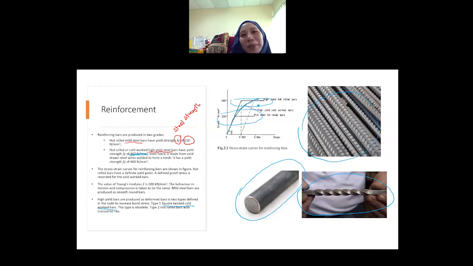Okay, dia lebih expensive. However, dia tak boleh maintain the strength macam high yield hot roll bar. Okay. Sebab dia tak go straight line. Okay. Dia akan fail. Dia cepat fail tapi dia kuat. Dia can go higher on the strain side. However, dia tak boleh maintain the strength as much as the high yield hot roll bar. Susah tak aku cakap. Okay.